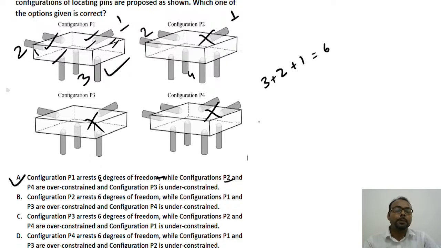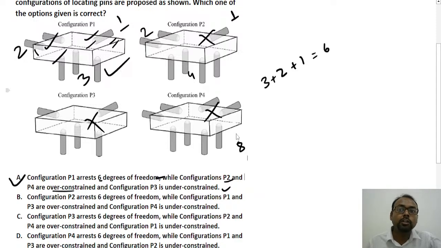So total 7 pins are there. Here also 4 plus 2 plus 2, that is 8 pins are there. So that is why they can be said to be over constraint. And in P3 you see only 3, 4, 5 pins are there. So that is why this can be called the under constraint configuration.